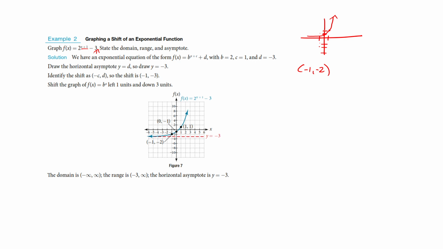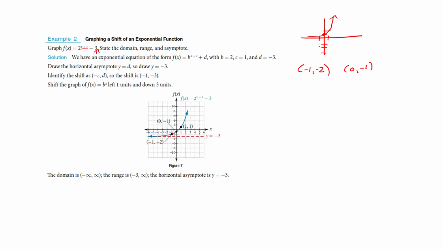So we move him back 1 and down 3. We would now be at, hold on, I'm doing that wrong. 1. Now we're going 1, 2, 3. So yeah, we'd be at 0, -1. Okay, so they've got one more point marked that I didn't mark, but this is the idea. We went back 1, down 3.